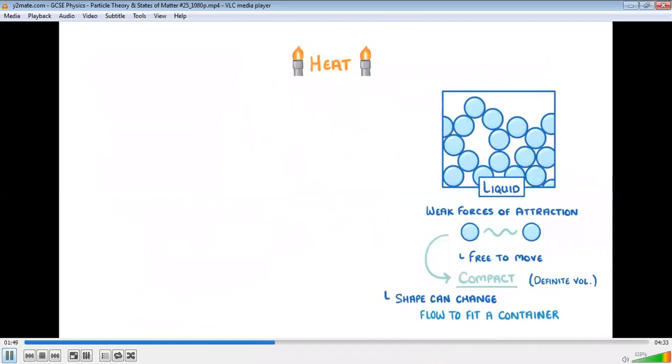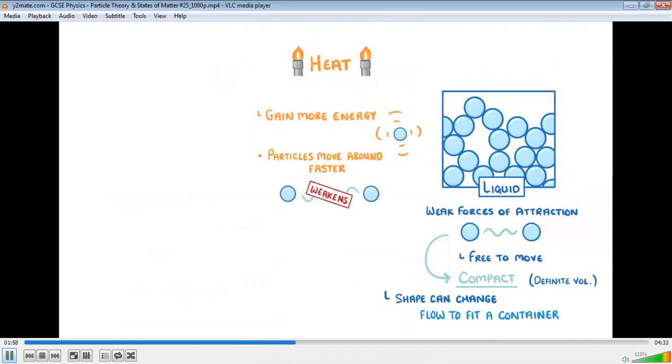If we then heat up our liquid, the particles will again gain more energy, and this will make the particles move around faster, which weakens the forces holding the particles together.